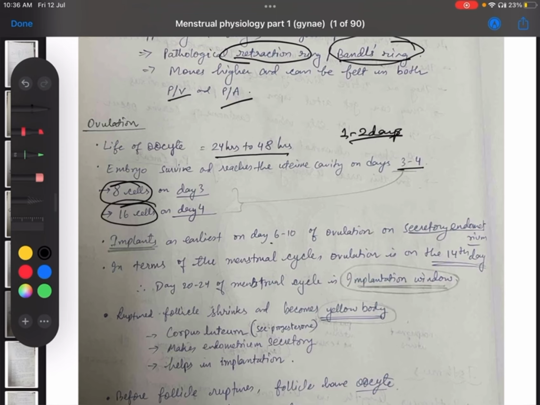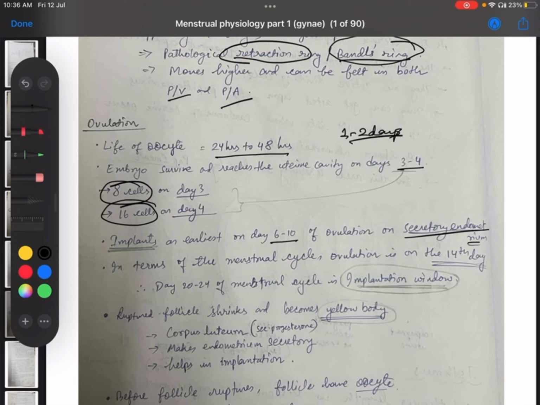Implantation occurs on day 6 to 10. What does that mean? After day 4, it takes time for day 5, and then on day 6 to day 10, implantation takes place. Okay, this is on the secretory endometrium. So we all know what implantation basically is.